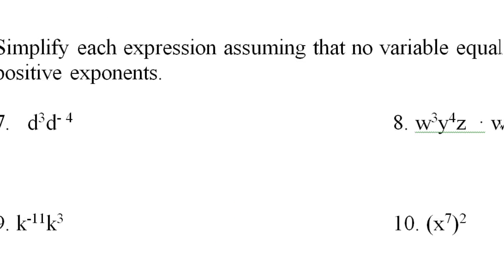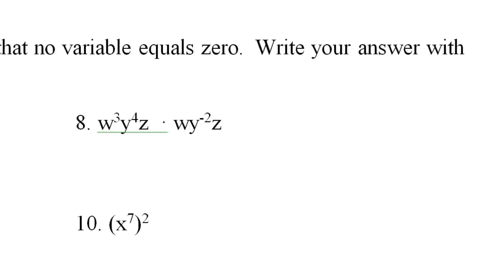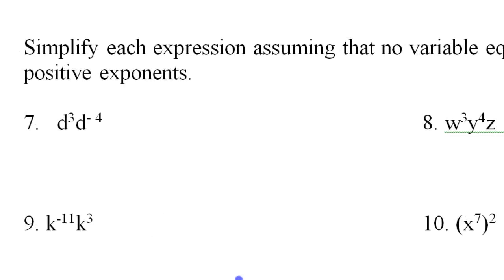Alright, simplify each expression assuming that no variable equals 0. Write your answer with positive exponents. Okay, well, if you have a variable times a variable and the bases are the same, you can start off by adding these exponents. You know what I mean? Just like if I had n to the 2nd power times n to the 3rd power, what would that be?